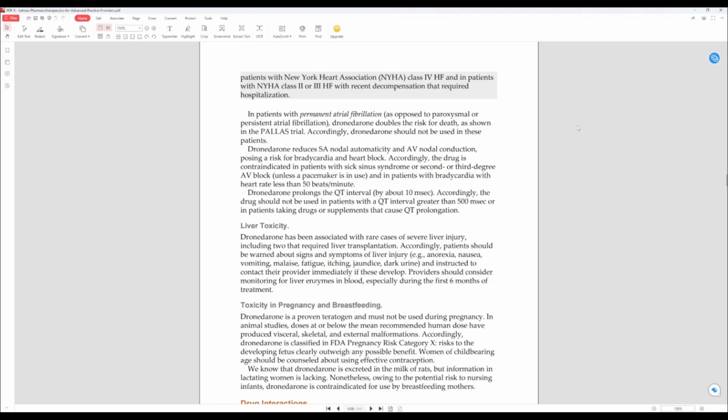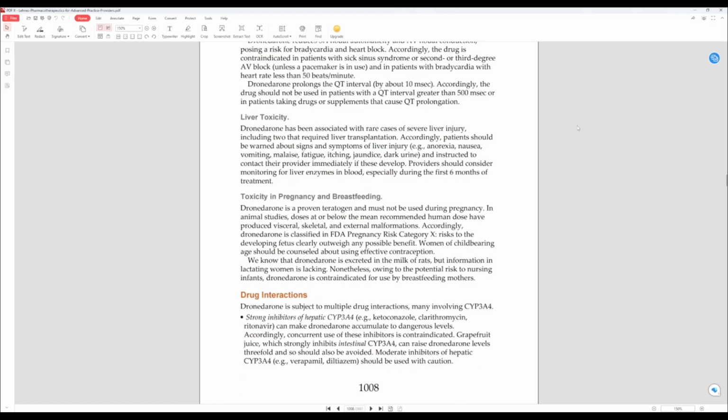Liver toxicity. The medicine has been associated with rare cases of severe liver injury, including 2 that required liver transplants. Accordingly, patients should be warned about the signs and symptoms of liver injury and be instructed to contact their provider immediately if these symptoms start to develop. Providers also should consider monitoring liver enzymes in blood, especially during the first 6 months of treatment.